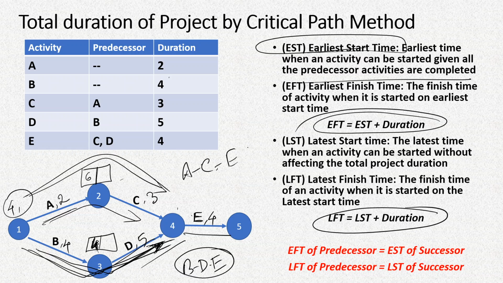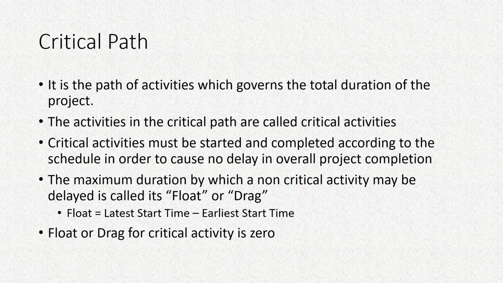If you delay it by 5 days, then this will be completed only after 10 days, and the entire project duration will be affected. So this is called either float or drag, and float you can calculate as latest start time minus earliest start time. Float or drag for critical activities is obviously 0, because they cannot be delayed even by a single day.